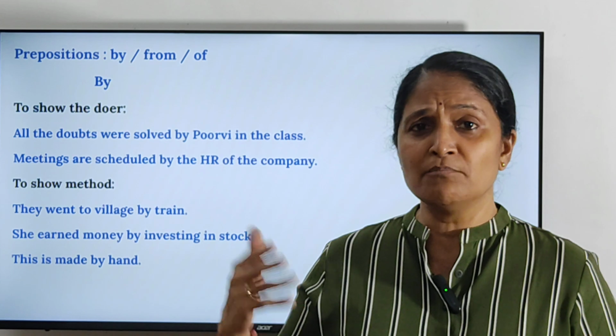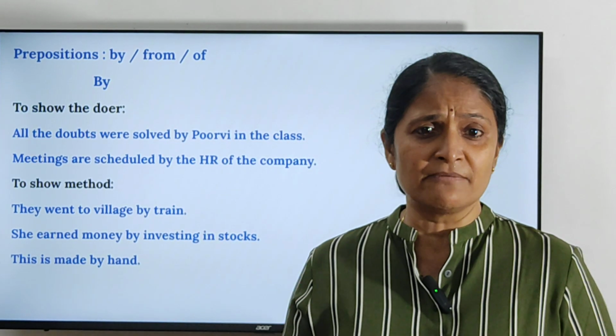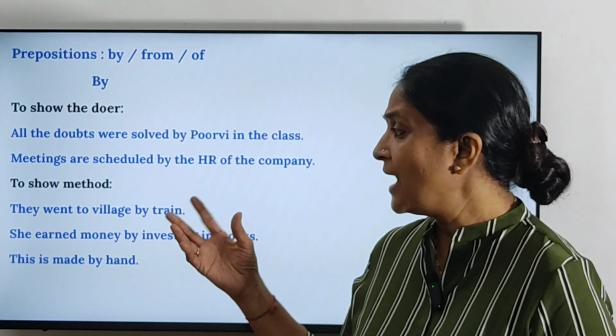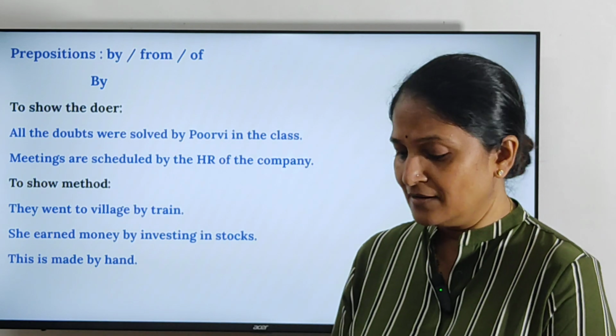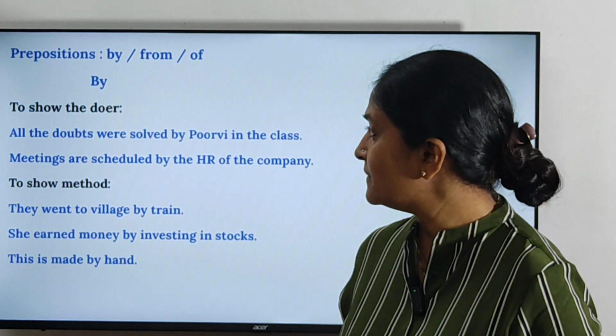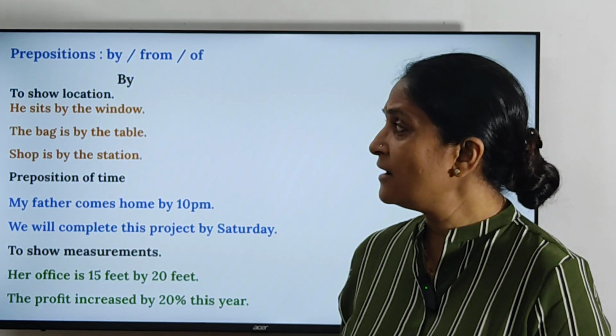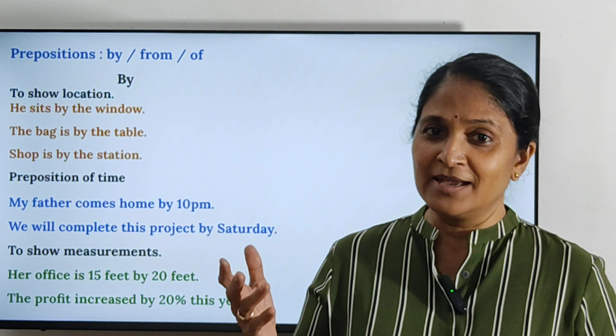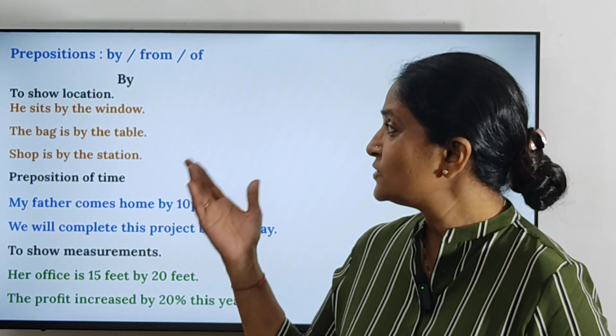PPT done by somebody else. किसी और से करवाया, right? In that case, it is how it is done. That is by. Now third. Now see here preposition of place, right? Now where? So it is by.